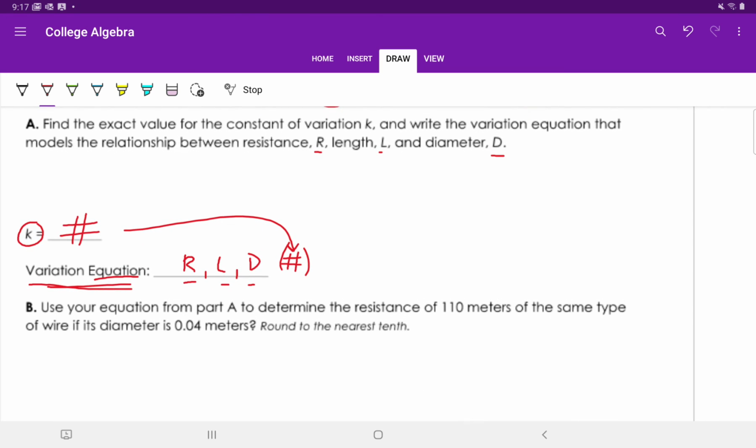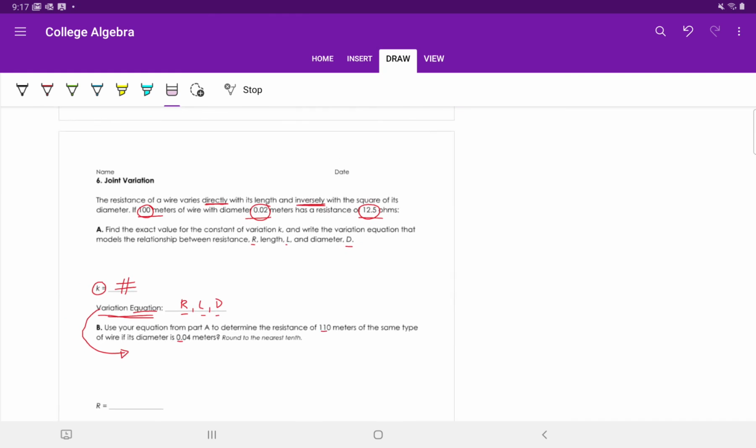All right, finally, once you've done part A, part B should be really easy. You're going to use this variation equation. You're going to plug these values in for your variables, and then you're going to solve for what it's asking for you to solve for. Okay, that's a wrap. Good luck on your quiz.